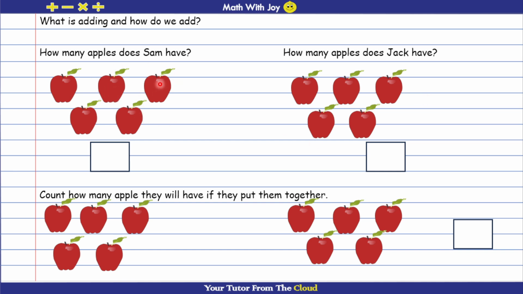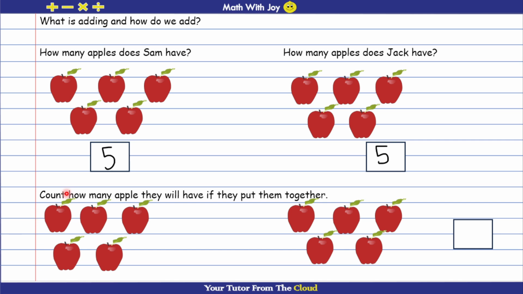So in this case, these are Sam's apples and these are Jack's apples. Now we want to know how many apples does Sam have. So we're going to count 1, 2, 3, 4, 5. So we're going to write down that Sam has 5 apples. Now let's count Jack's apples. 1, 2, 3, 4, 5. Now we know that Jack also has 5 apples.